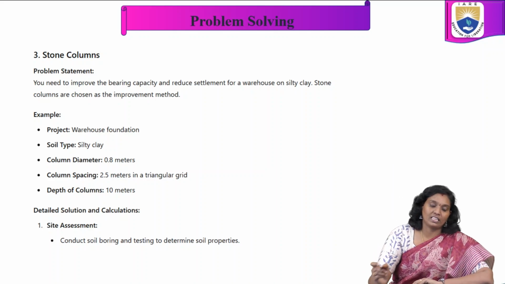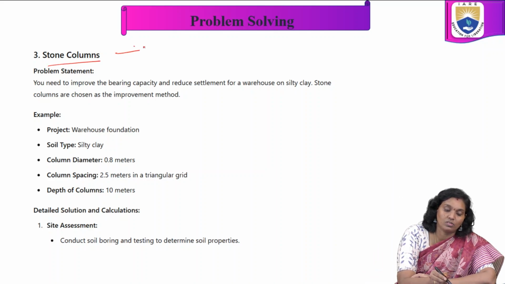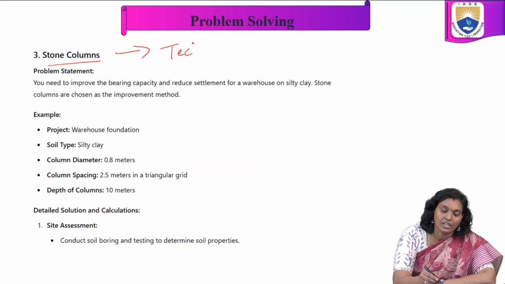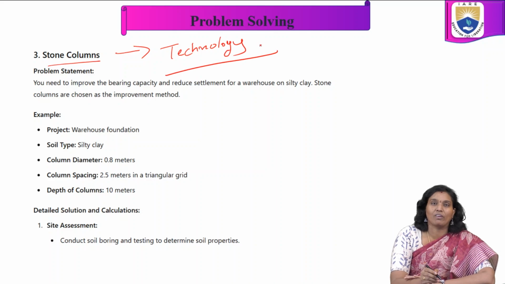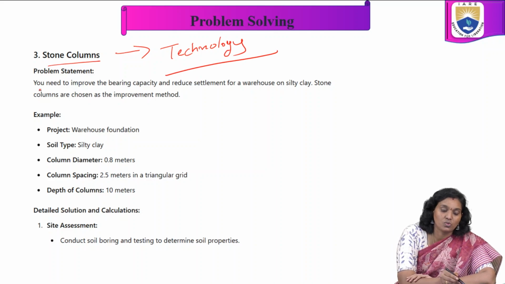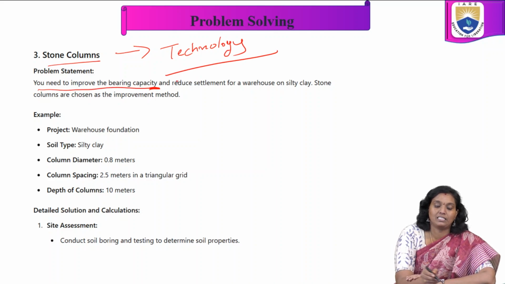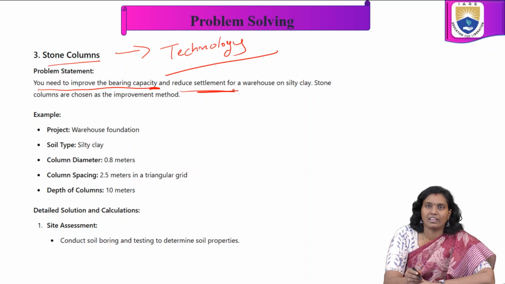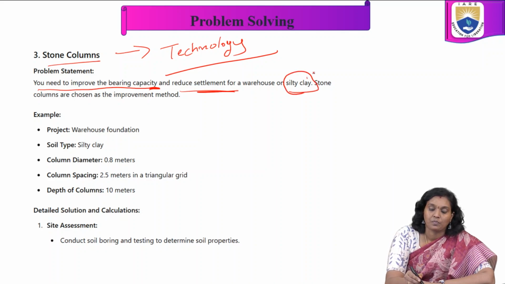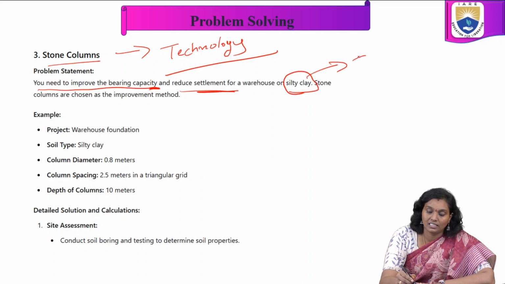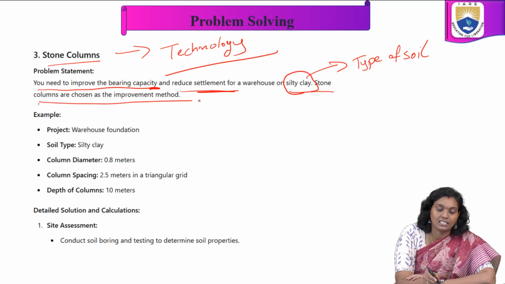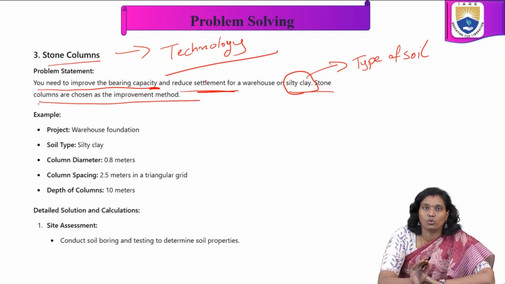Now move on to another type of technology, that is stone columns. This is also a technology we choose for getting the desired properties of the soil for the required construction work. In this, you need to improve the bearing capacity and reduce the settlement for a warehouse on silty clay. On silty clay, this is the type of soil, stone columns are chosen as the improvement method. So here we are going to choose the stone column method.